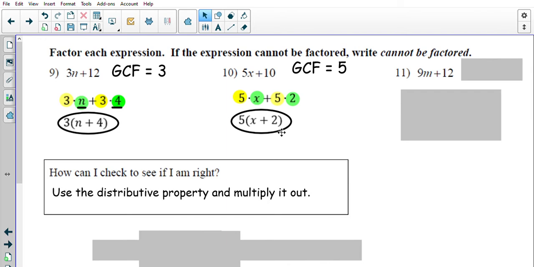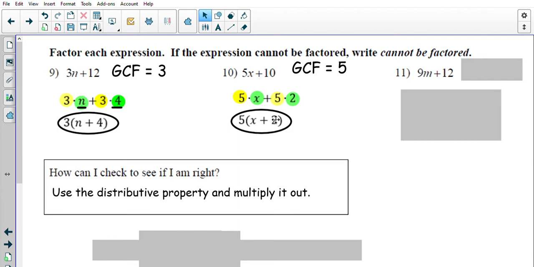To double check, multiply it out using the distributive property. 5 times x is 5x, 5 times 2 is 10. You should eventually get to the point where you don't need to show this step. If I'm doing these kinds of problems with an 8th grade class, they're probably not going to show this step. They'll go right to this solution.